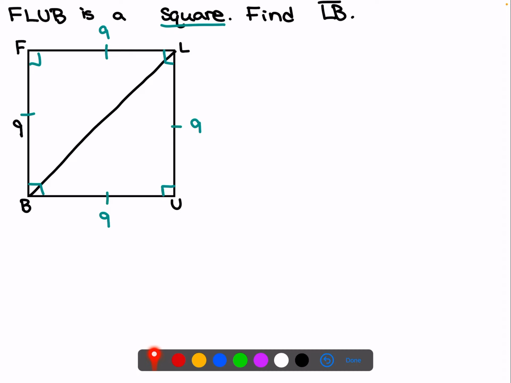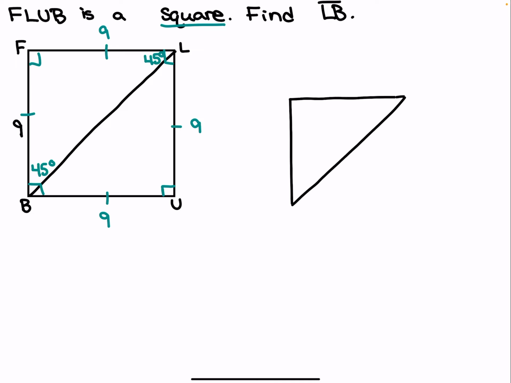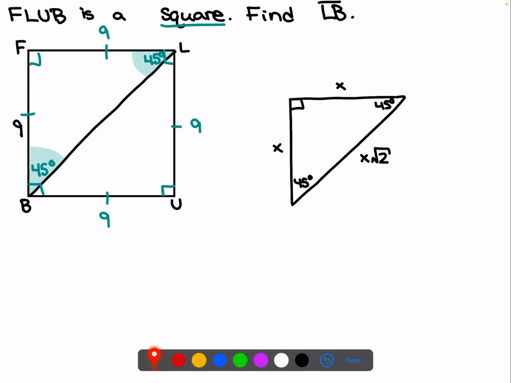Further, since a square is also a rhombus, our diagonal, LB, is an angle bisector, meaning it's cutting angle L in half, it's cutting angle B in half. But if it's cutting those angles in half and they're 90 degrees, that means that they're going to be 45 degrees each, giving us a 45, 45, 90 triangle. So I start this off by drawing up a corresponding arbitrary 45, 45, 90 triangle.